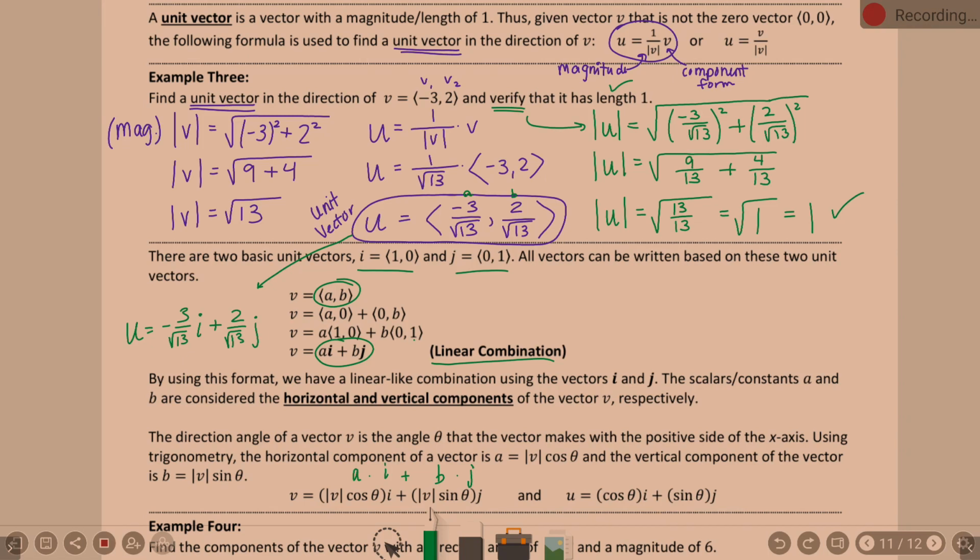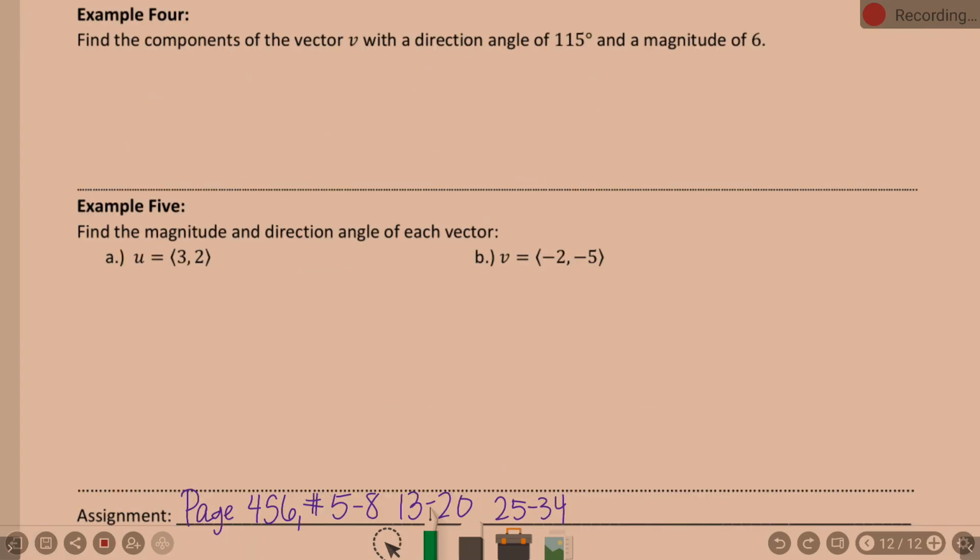Let's look at example 4. I should have separated these. Find the components of the vector v with a direction angle of 115 degrees and a magnitude of 6. Okay, break it down. Find the components. What are they asking me if they want the components?